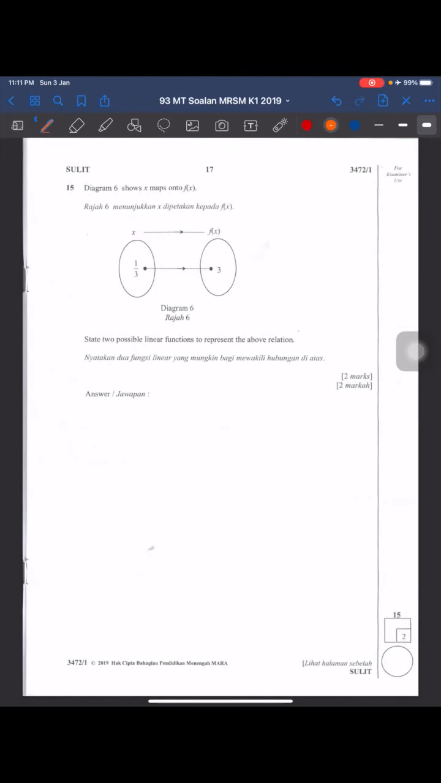Okay, question number 15. Diagram 6 shows X maps onto Fx. State two possible linear functions to represent the above relation. First, awak kena faham maksud diagram ni. Maksud dia kalau awak masukkan X tu sebagai 1/3, jawapan akhir kita akan dapat 3. So it basically means that F of 1/3, you will get 3.